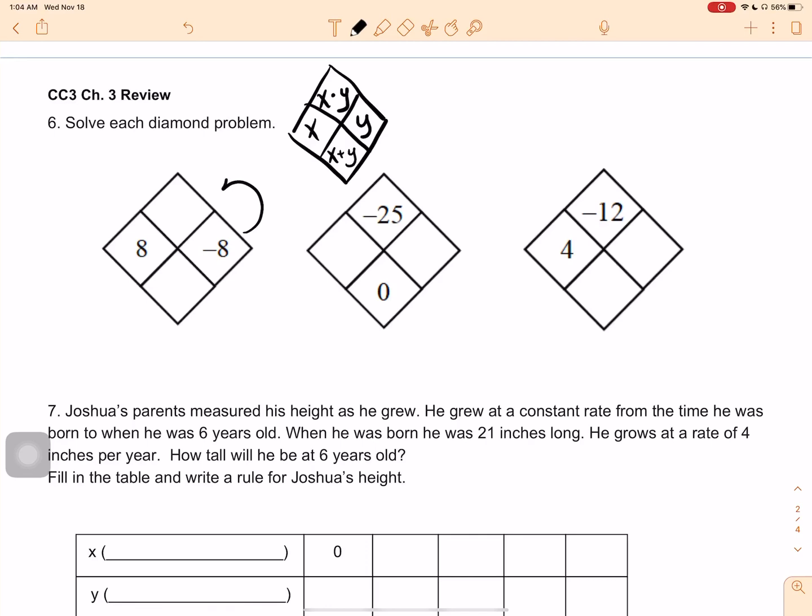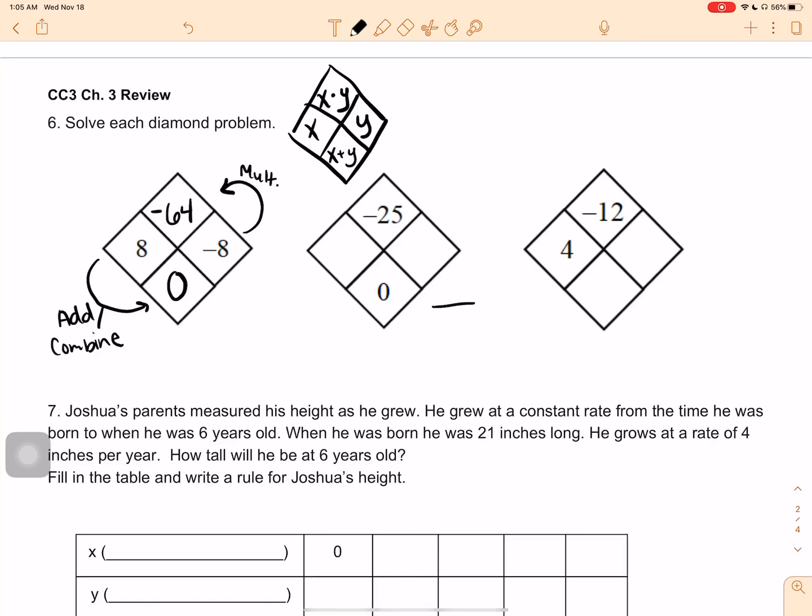So here we need to multiply 8 times -8, which is -64. And then we need to add, or combine, 8 plus -8, which is just 8 minus 8. So the bottom here should be 0. Be sure to pause the video and give these all a shot and see what you come up with.